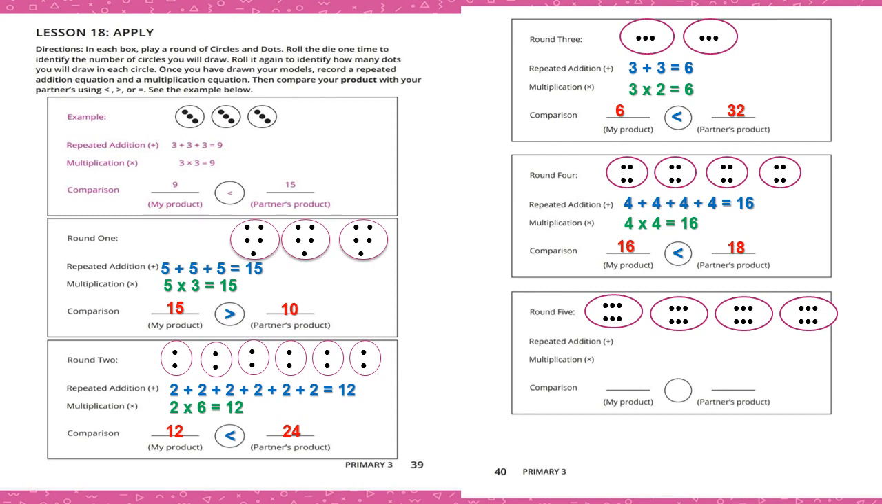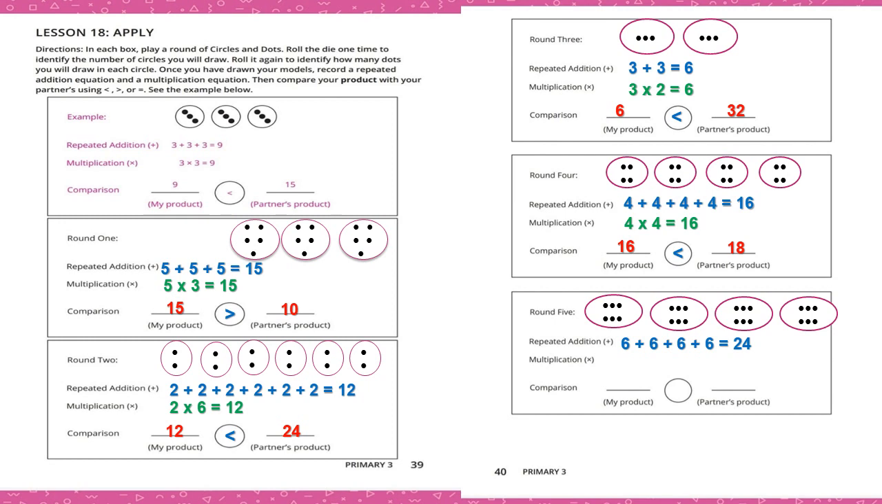Number 5, we have 4 circles and each circle has 6 dots. So we find that 6 is repeated 4 times. So we add 6 4 times. 6 plus 6 plus 6 plus 6. 6 plus 6 equals 12. And 6 plus 6 equals 12. 12 plus 12 equals 24. Multiplication equation.